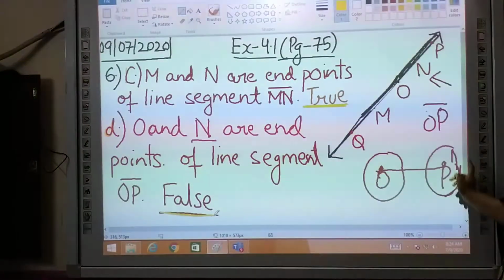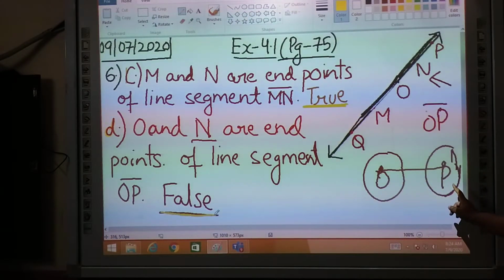Here is the line segment OP. We have drawn the line segment OP. This is point O and this is point P.